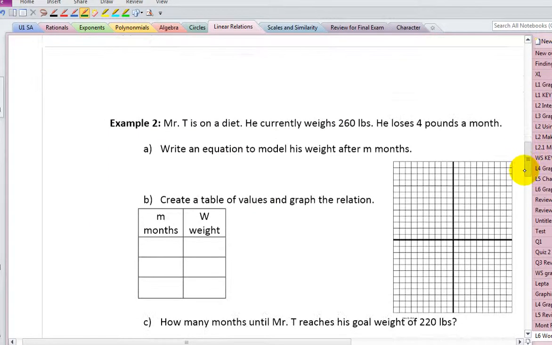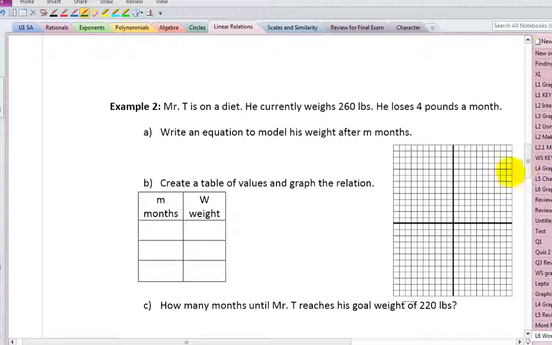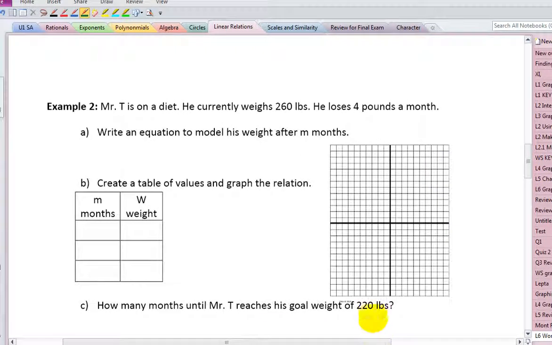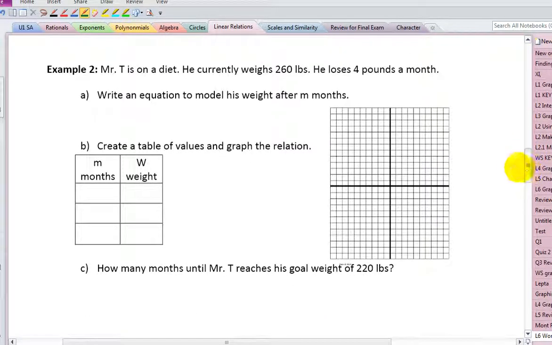Okay, continuing on. Example number 2. Mr. T's on a diet. He currently weighs 260. He loses 4 pounds a month. So 260, that is his constant. Loses 4 pounds a month. A, that's indicating the rate of change.